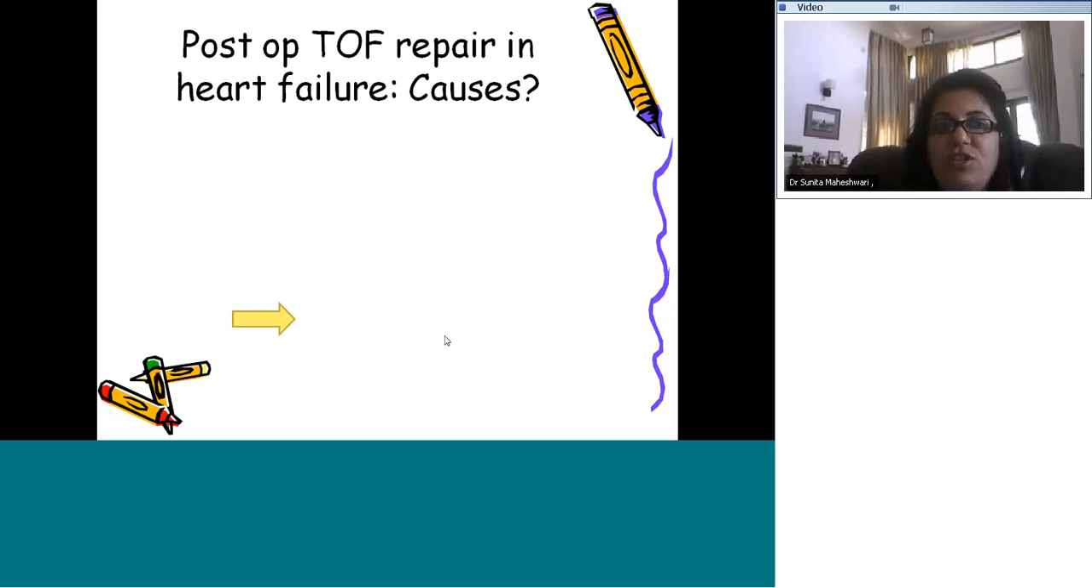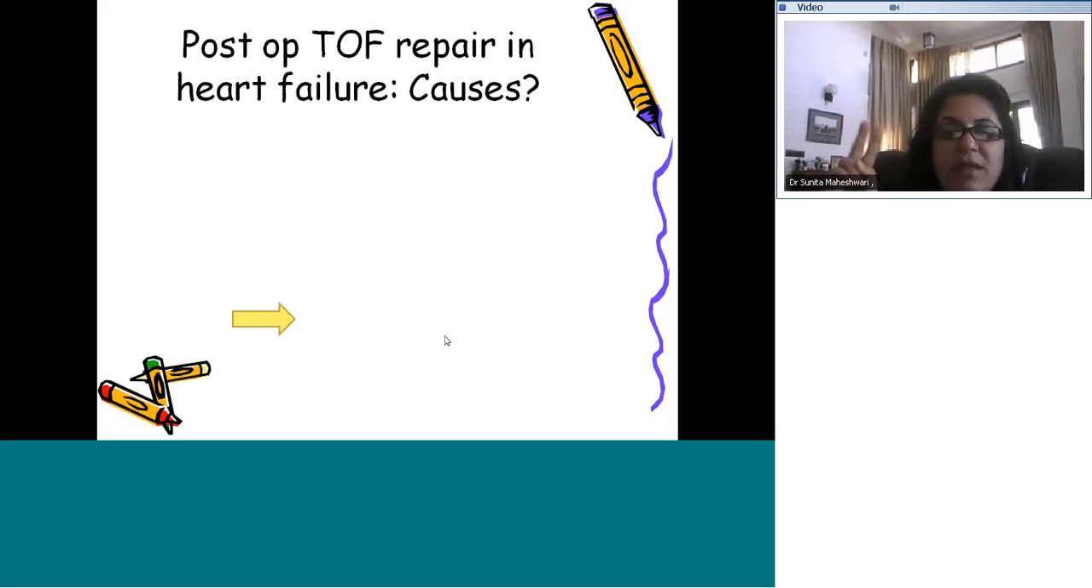Okay, post-op tetralogy repair and heart failure. What are the causes? So the patient has post-op tetralogy repair and now he has heart failure. First thing you think of, yes, residual VSD. Then you think of RV dysfunction. Could be MAPCA not closed, but generally that is quite unusual, and I'll tell you why. Arrhythmia is the third reason.